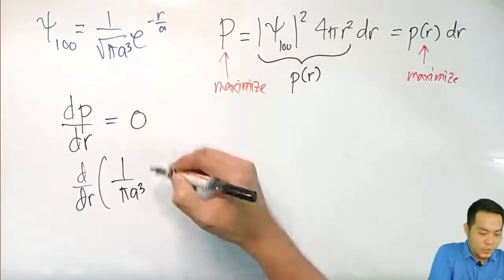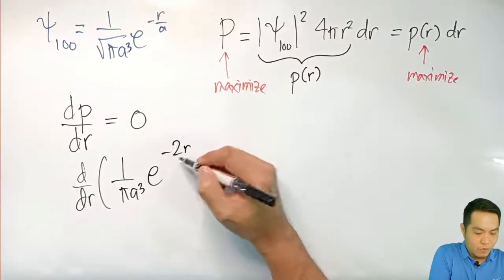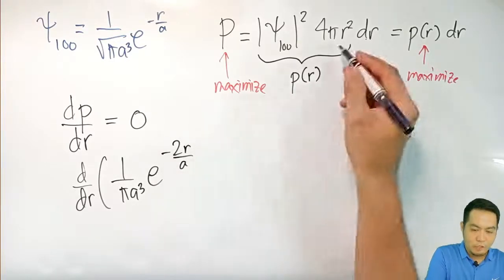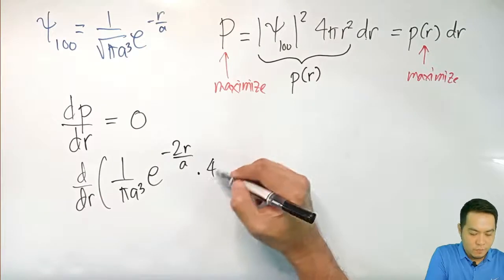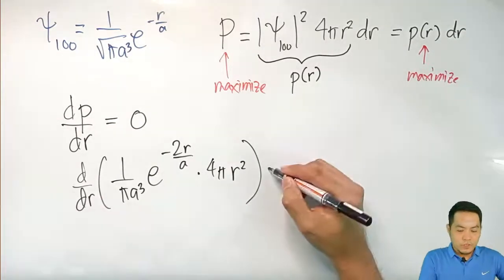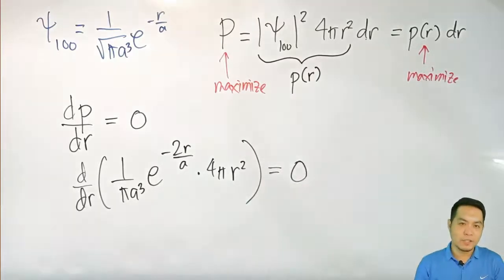And then the square of this, you have e to the negative 2r over a, and then multiplied by 4 pi r squared. Then you equate that to 0. So I'm just going to leave this differentiation to you. This is actually a very easy differentiation.